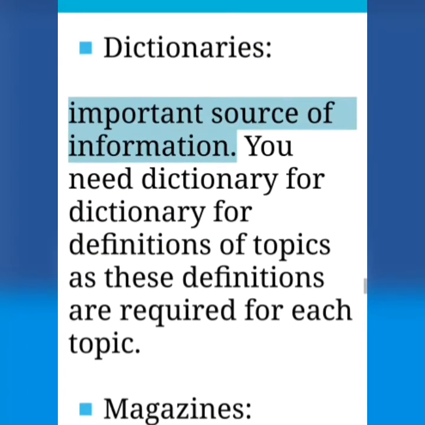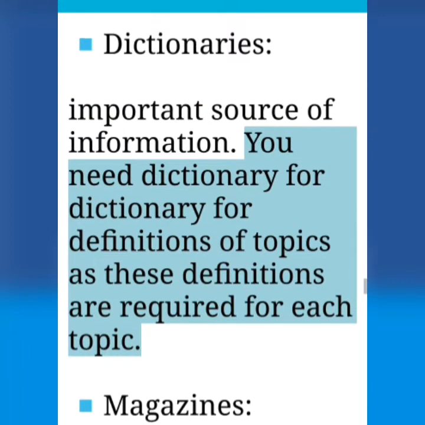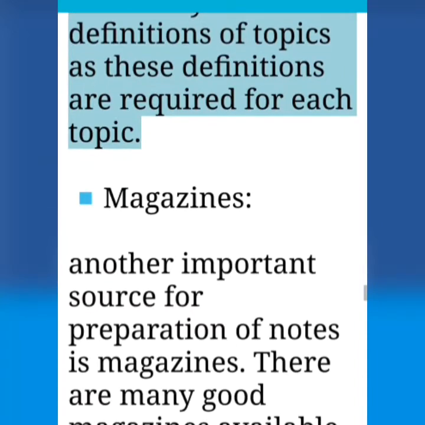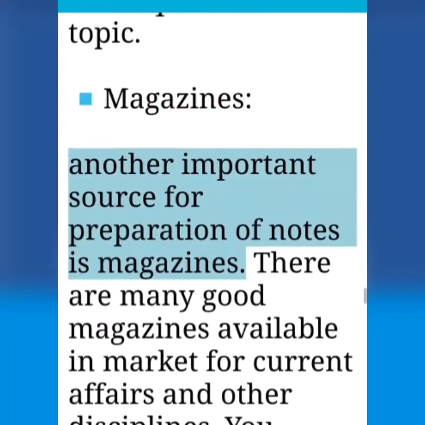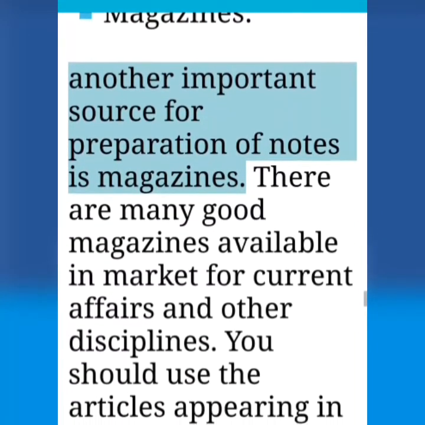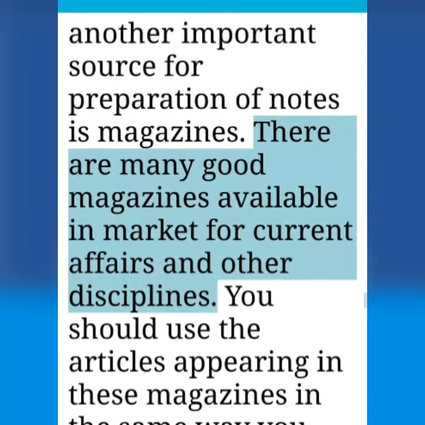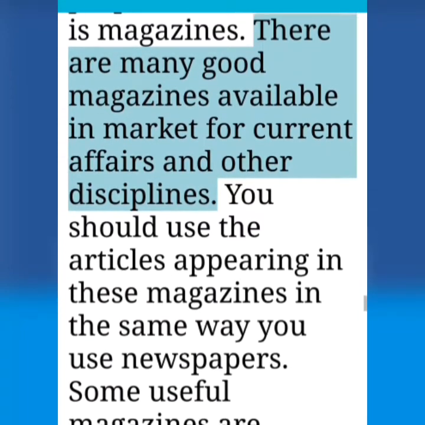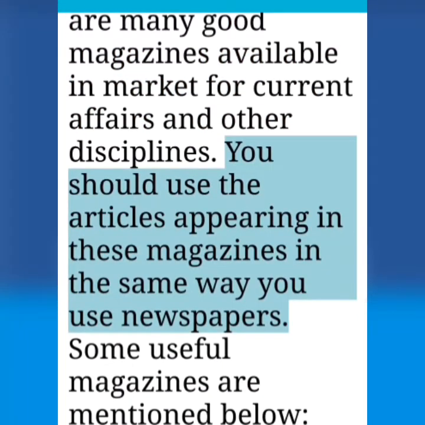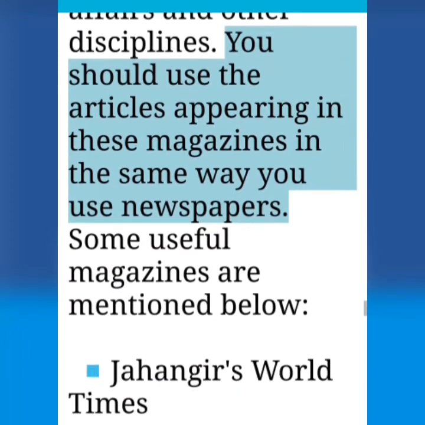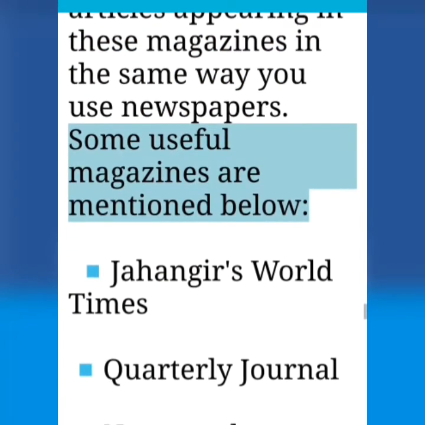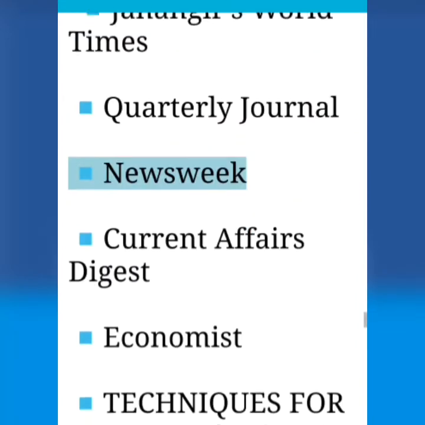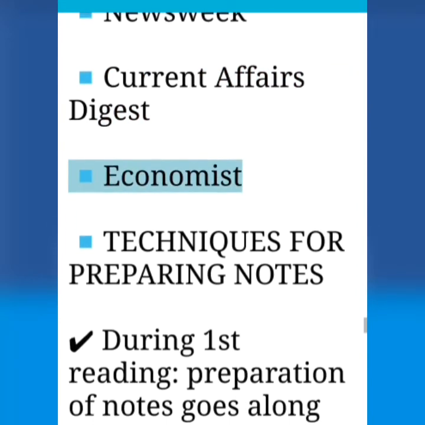Dictionaries. An important source of information. You need a dictionary for definitions of topics, as these definitions are required for each topic. Magazines. Another important source for preparation of notes is magazines. There are many good magazines available in the market for current affairs and other disciplines. You should use the articles appearing in these magazines in the same way you use newspapers. Some useful magazines are mentioned below: Jahangir's World Times, Quarterly Journal, Newsweek, Current Affairs Digest, Economist.